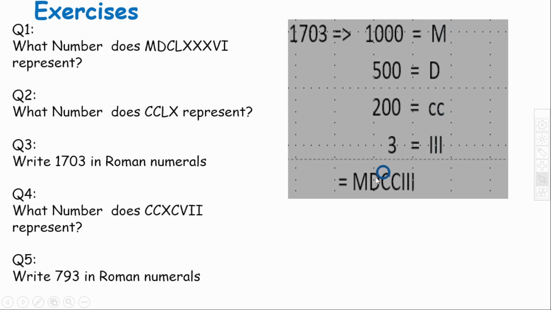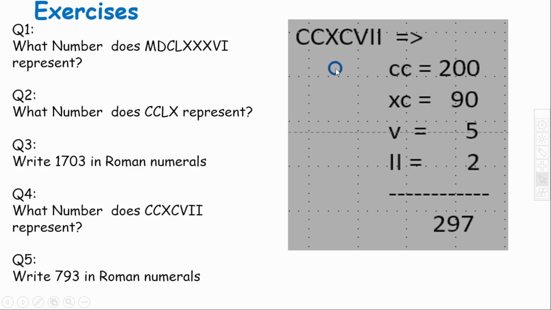So we now write it all together. We have M, D, CC, III. That's the final answer. It's quite easy and simple. Now let's move on to the next question. What number does CCXCVII represent?